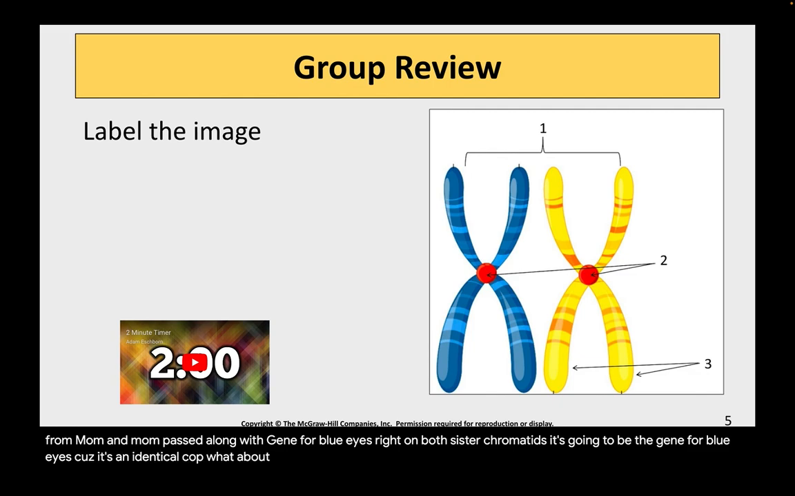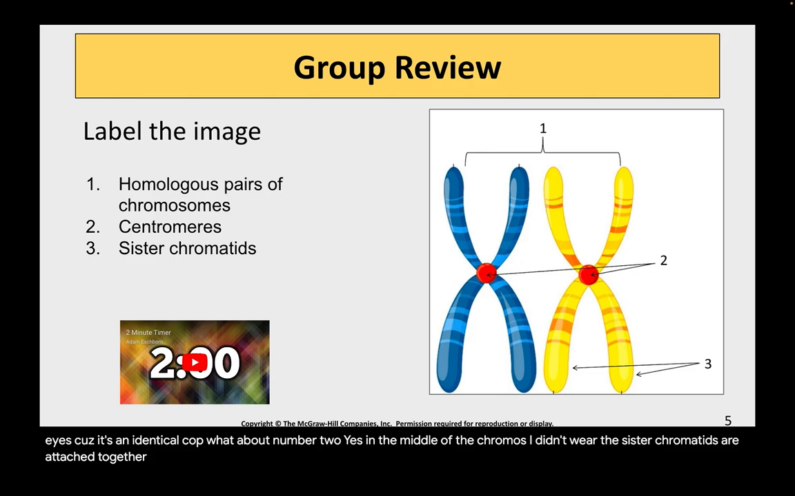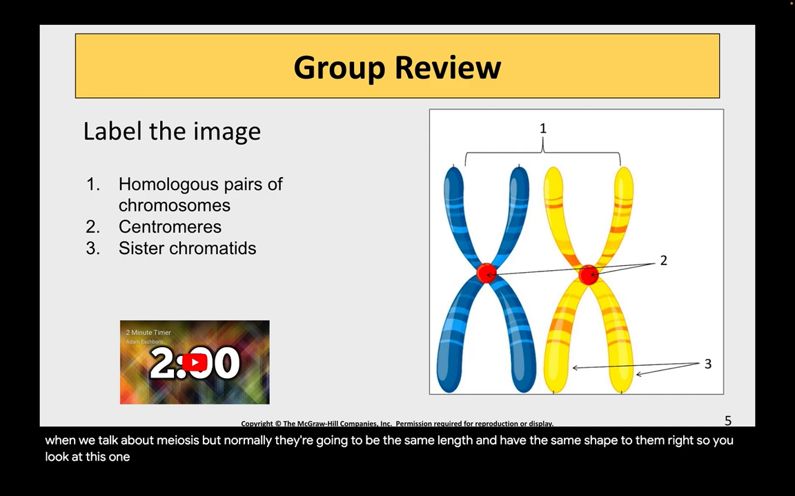What about number 2? Centromere, yeah, it's kind of the middle of the chromosome, or roughly the middle of the chromosome. Right, it's where the sister chromatids are attached together. Really easy way to know if these are a homologous pair: something I haven't mentioned quite yet, and we'll come back to when we talk about mitosis and meiosis. Normally they're going to be the same length and have the same shape to them. So if you look at this one, roughly the bands are the same with a little bit of variation on them. So roughly the same shape, roughly the same size.